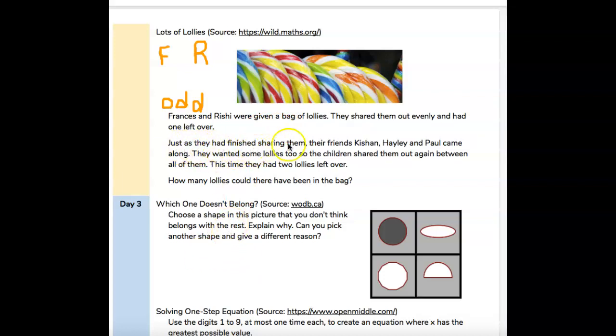All right. Just as they had finished sharing them, their friends Kishan, not sure where they are from because I've not heard the name Kishan before, Haley I have, and Paul I have. Okay, so just as they had finished sharing them, in other words, just distributing them to each other, they haven't eaten them yet, their friends Kishan, Haley and Paul came along. They wanted some lollies too, so the children shared them out again between all of them. This time they had 2 lollies left over.